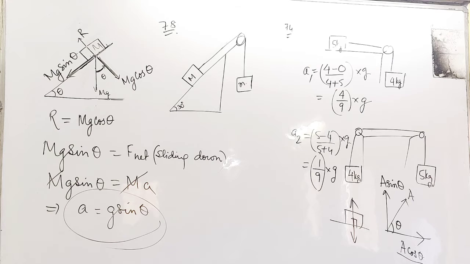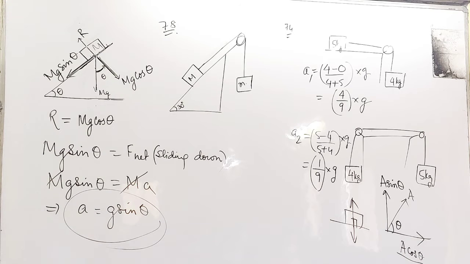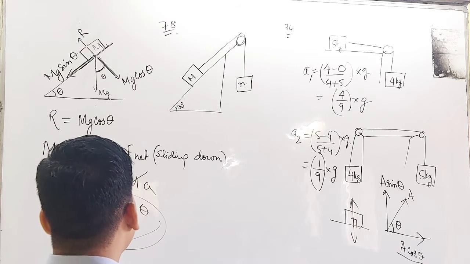Does the acceleration depend upon your mass? That means a smaller object or a heavier object, it doesn't matter. Both the small object and the bigger object will be sliding down with the same acceleration, provided that the surface is smooth. It depends on the angle of inclination, not on the mass.